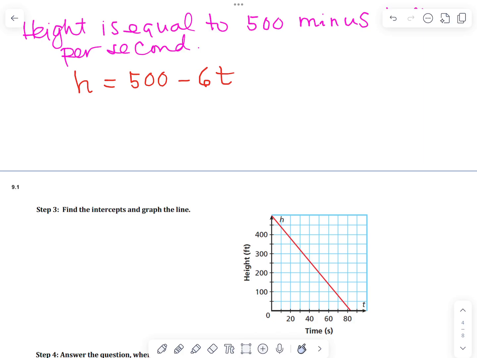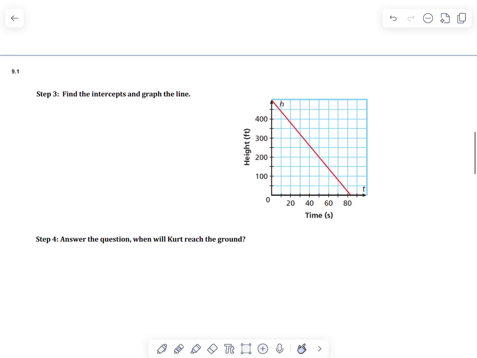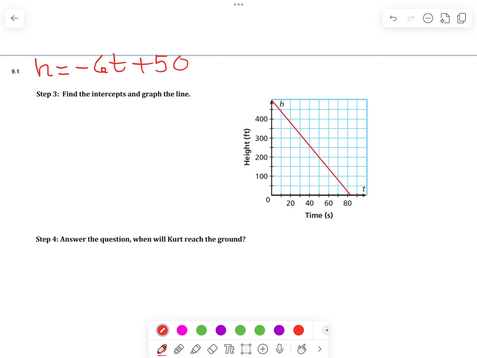The next thing we want to do is graph it. We're going to find the intercepts and graph the line. I'm going to change that equation so it's in slope-intercept form. I'm just going to rewrite it as negative 6t plus 500. Now we want to find the intercepts. Notice I have this already graphed out, but the horizontal, traditional x-axis represents the time, and the vertical axis, the y-axis, represents the height.